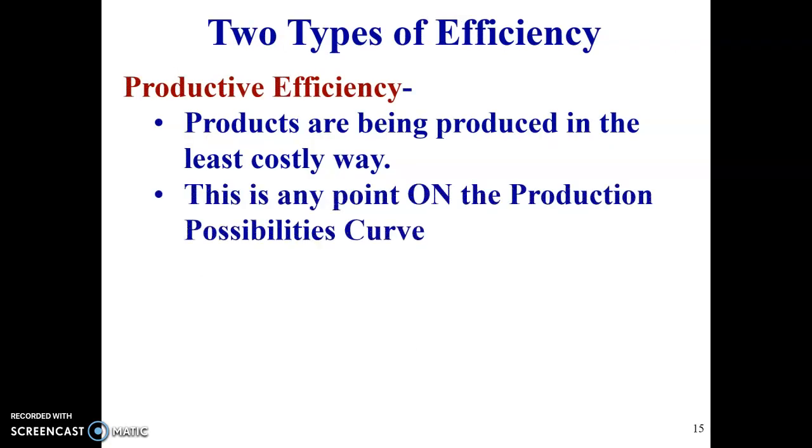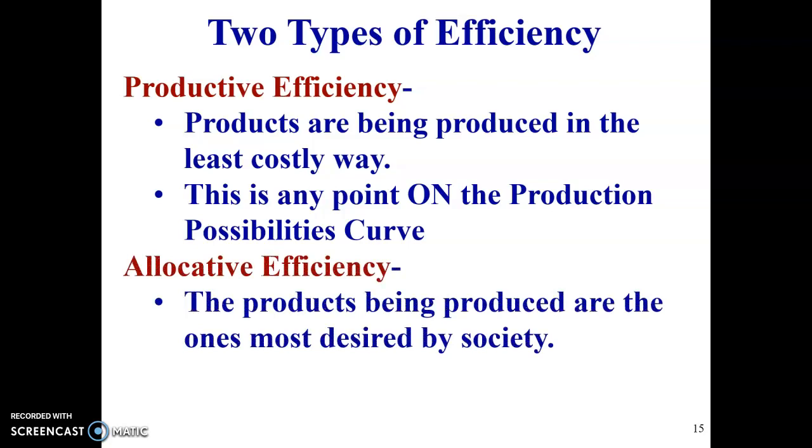Efficiencies, productive efficiency. Products are being produced in the least costly way. It's the same definition we have of productive efficiency elsewhere, but for the model of the PPC, we're not looking at price equals minimum ATC because we don't have that content on this graph. Just note any point that is actually on the PPC is productively efficient, and those points are equally productively efficient.